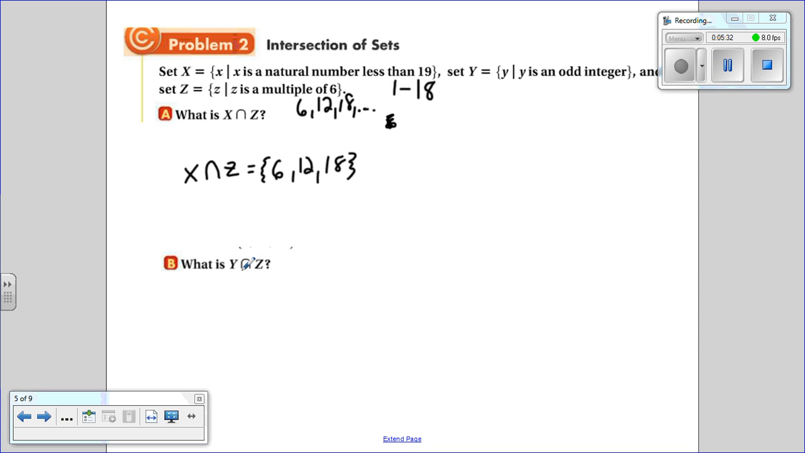The intersection of Y and Z. So again, Z we already know, Z is 6, 12, and 18. And Y is an odd integer, so we're talking 1, 3, 5, 7, 9, and so on. Which one of these do they both have in common, 6, 12, 18? And the answer is none of them. And so therefore, Y intersection Z equals the empty set.